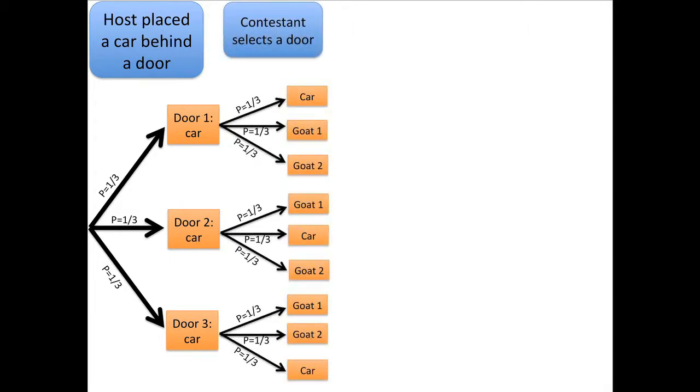Next comes the contestant's first choice. He or she chooses a door and, we assume, has equal probability of picking any of the 3 doors. We list what is behind each of the 3 doors the contestant could select for each of the possible choices the host could have made.